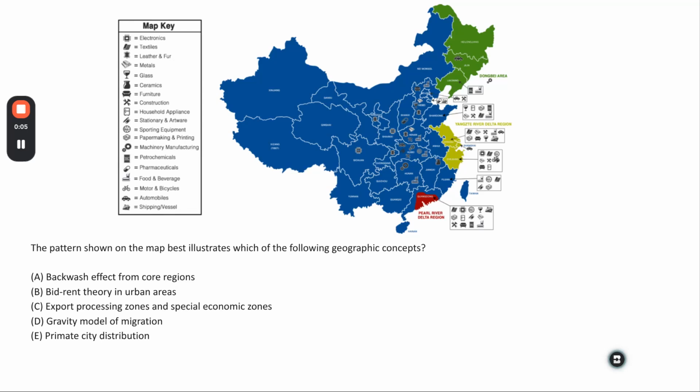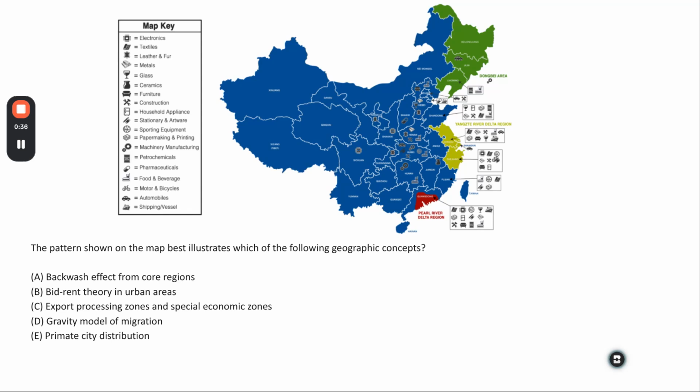AP Human Geographers, let's take a look at this practice question. What we're going to use is something a little more specific. This time we're going to use the scan, connect, answer method, or the SCA. It has three parts, and we'll start with the scan.